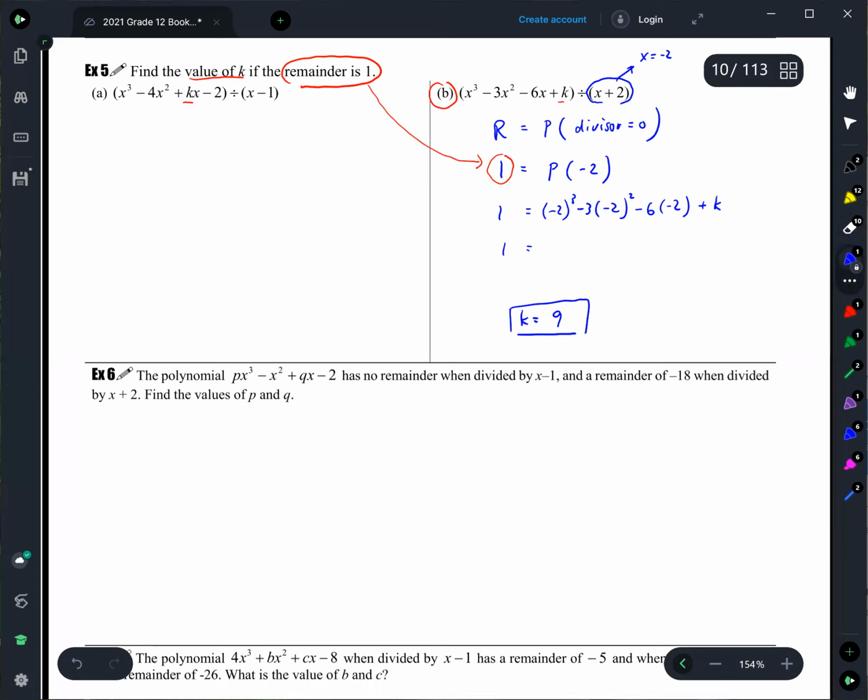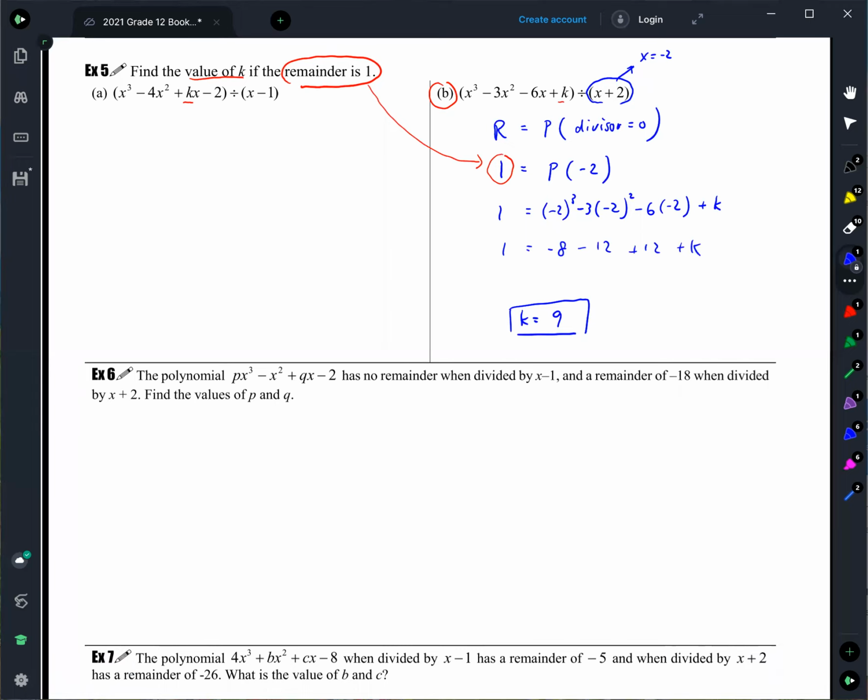Okay, it will be 1 equals -8 minus 12 plus 12 plus k. So 12 and -12 cancel out. Move the -8 over, k equals 9. Okay, Angela, Jenny, and Marcus, do you need more time with that one?